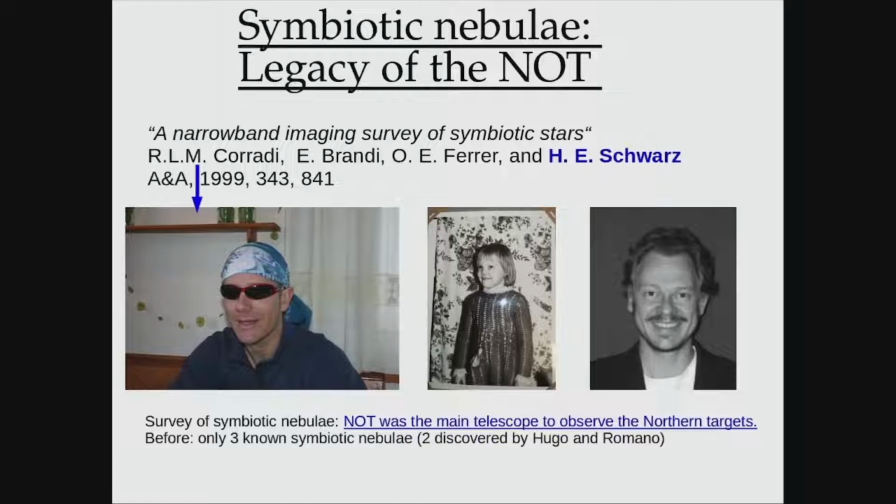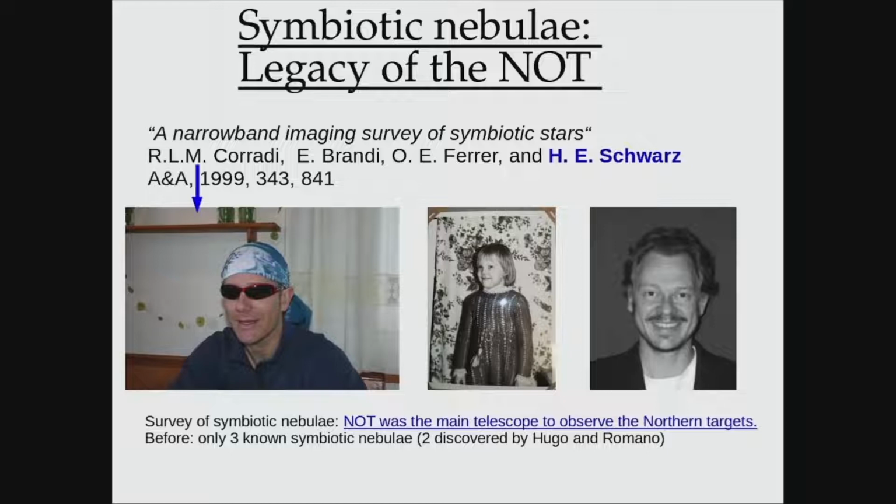And before they started, there were only 3 extended symbiotic nebulae known. One of them was discovered by Hugo, the other one they discovered together, and the third one I'm going to talk to you about in a little while. That's the most famous symbiotic nebula.